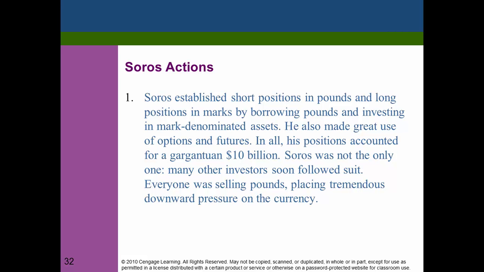So basically what we find here is that his total investment was, he was long on the mark and short on the British pound, almost $10 billion. Okay? And when other investors saw this, like hedge funds and so on, they basically started copying George Soros, and because everybody was selling pounds and buying the mark, just like we talked about, there was an increase in the supply of the British pound, which put downward pressure on the currency.